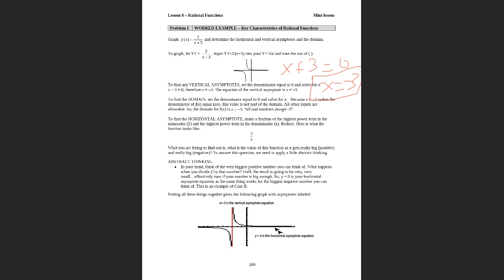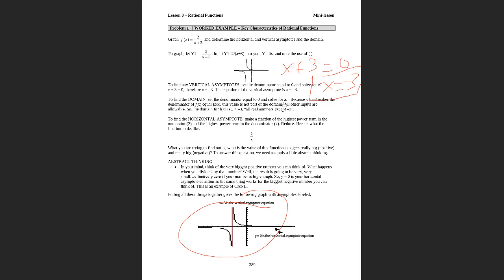So that becomes the vertical asymptote. So that's what we have here. Okay, that's the red line. It's x equals negative 3. So you can see that at this point, x is negative 3. Now, for the domain again, you have to solve x plus 3 equals 0. We already solved that.